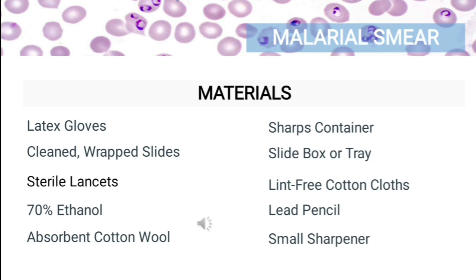The following are the essential materials needed for preparing thick and thin blood film. You need your latex gloves, clean wrapped slides, sterile lancets, 70% ethanol, absorbent cotton wool, sharps container, slide box or tray, lint-free cotton cloths, lead pencil, and a small sharpener.